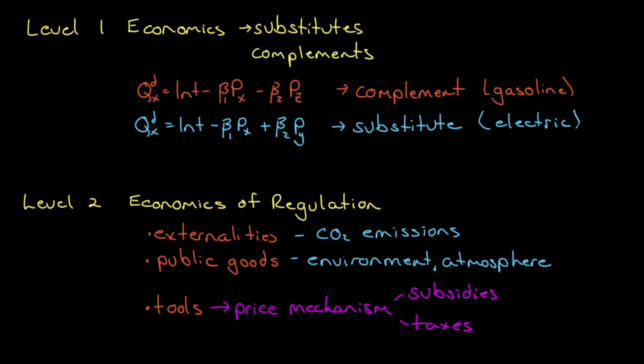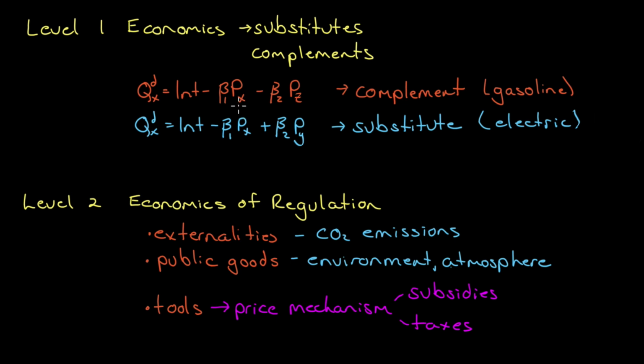So you'll remember the formulas for quantity demanded of a particular product, X. So we have QX: intercept minus some coefficient on the price, minus some coefficient on the price of a complement. So this would be, let's say, gasoline, because it's a complement product. You buy the two together, right?